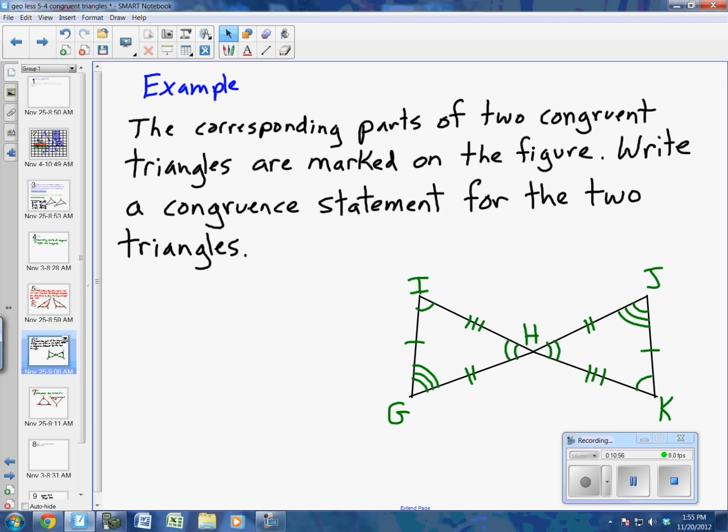Okay, we want to write a congruent statement for these 2 triangles. All we have to do is say what triangle is congruent to what, and we have to have everything in the right order. Who thinks they know? I want everybody to write it down and show your shoulder partner. Write it down what you think it is and show your shoulder partner.